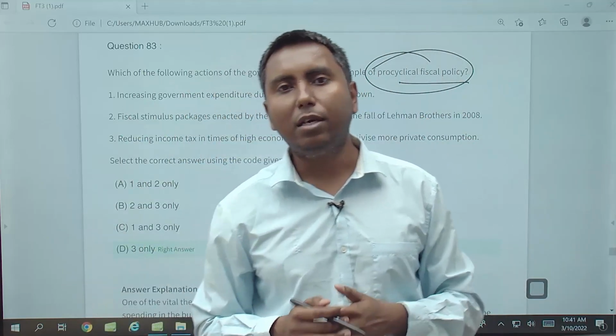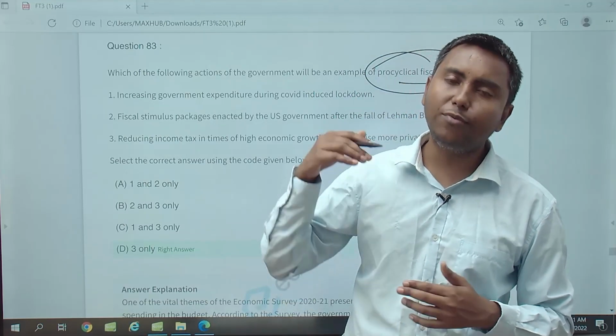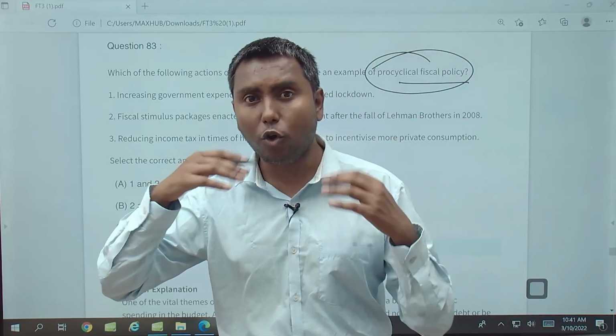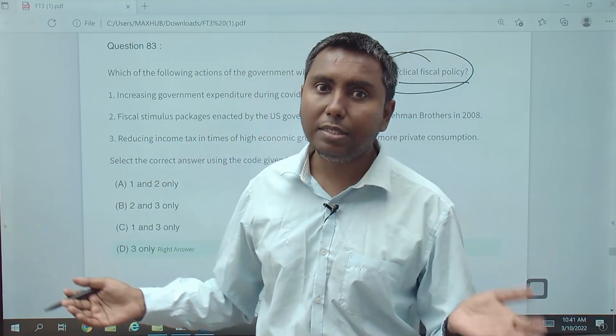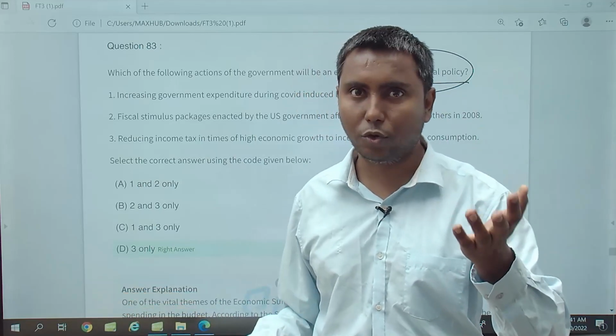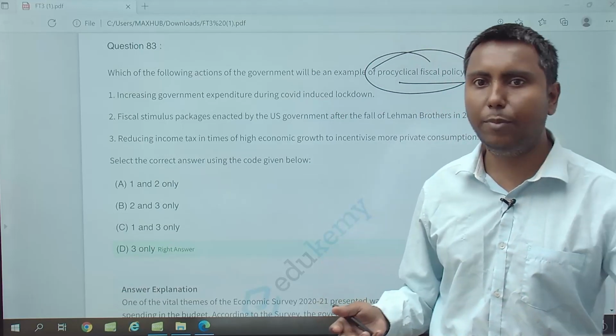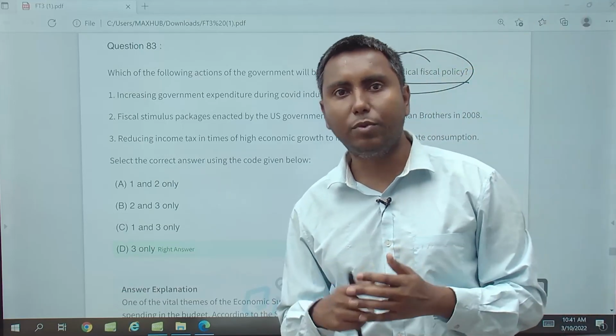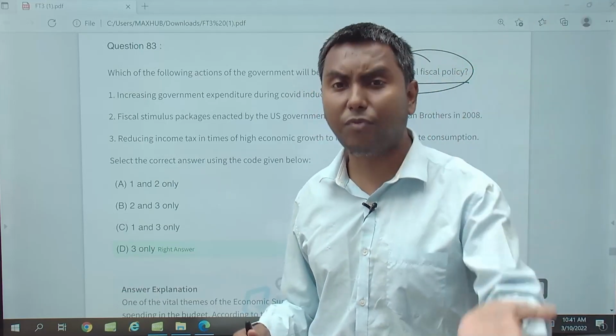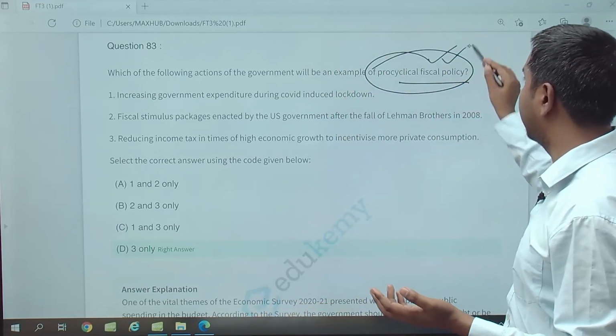Okay, and counter-cyclic means that if the economy is going down, for example, then the government will incentivize investment. That is, it will be out of sync with the business cycle. If the business cycle is high, then the government will incentivize further investment. That is pro-cyclic fiscal policy.